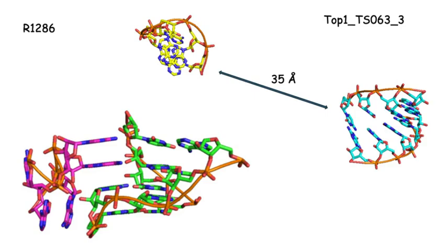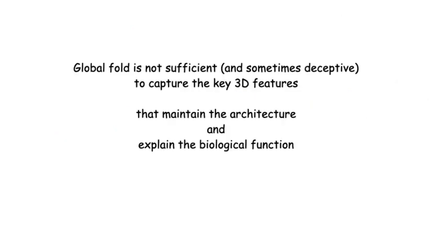Because this you want to know, because that is conserved. If you make an alignment, you will see that these adenines are conserved, that the interactions are conserved, that they can be respected for the full alignment. Okay, so global fold is not sufficient sometimes to capture the key 3D features that maintain the architecture and explain the biological function. We want to explain biological function. We want to help experimentalists so that they know which mutation to make to prove that their enzymatic function, catalysis, is really this residue and not that residue, etc.